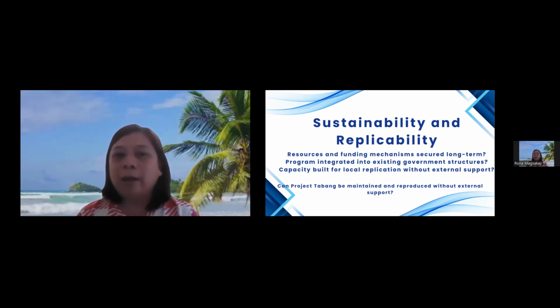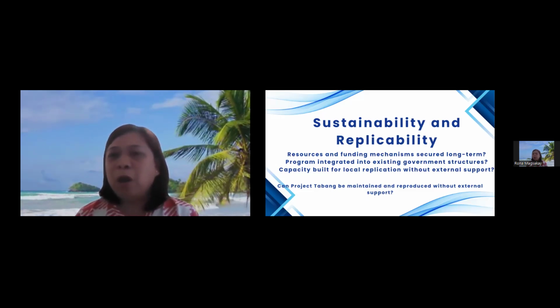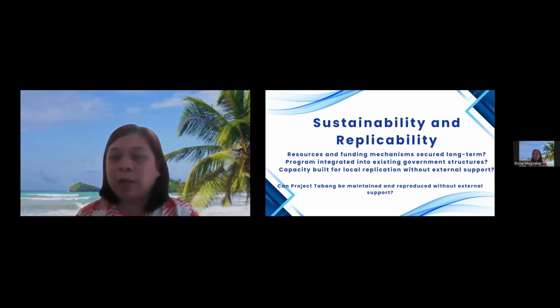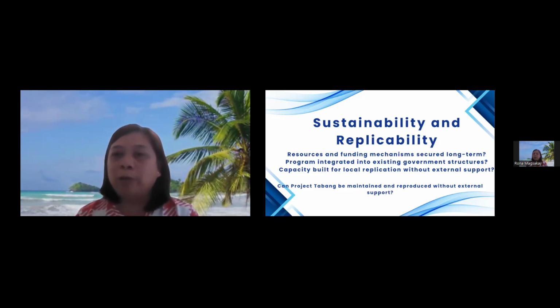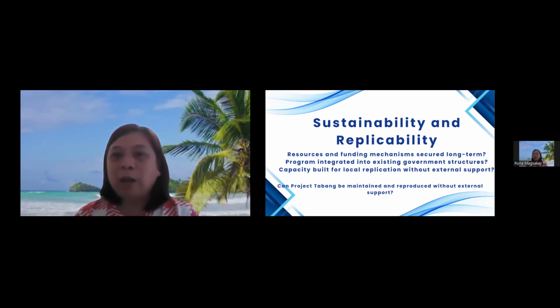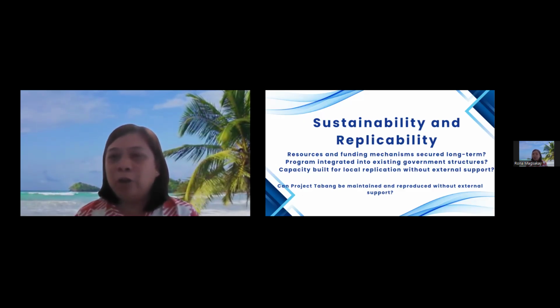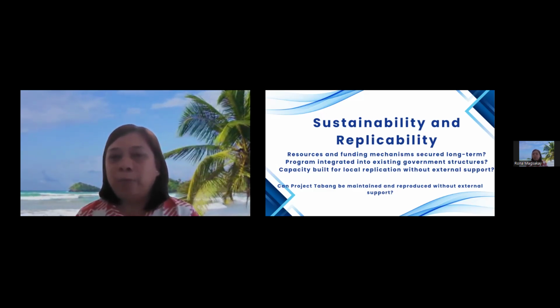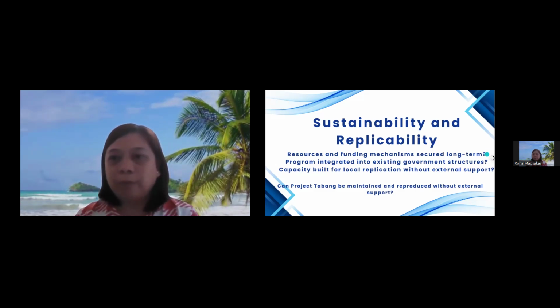Like in Project Tabang, was it maintained and reproduced without external support? No. The success of Project Tabang was sustained and promoted for how many years? Seven years already. Because of what? Because of the help of other government agencies, LGUs, NGOs, and private corporations who helped to sustain it. So in every program, you need to check the resources, funding, and support.